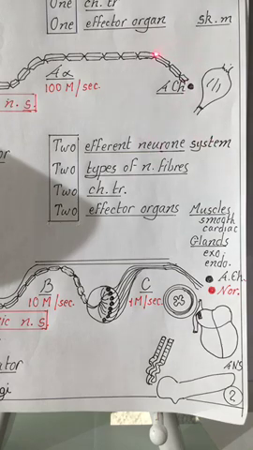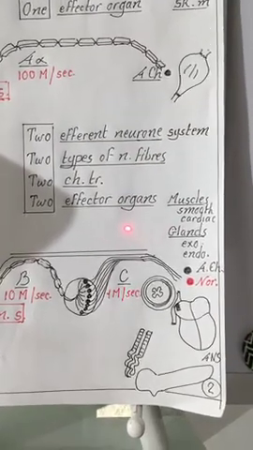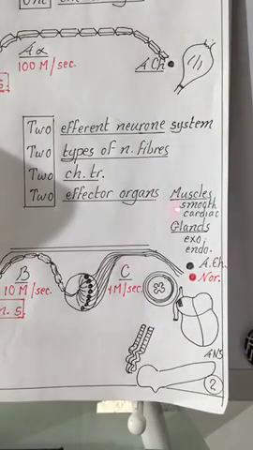The fourth fact, the autonomic efferents supply two types of effector organs: muscles and glands, smooth and cardiac muscles, exocrine and endocrine glands. So the autonomic efferents supply two types of effector organs: muscles and glands. Each type has got two subtypes: smooth and cardiac muscles, exocrine and endocrine glands.